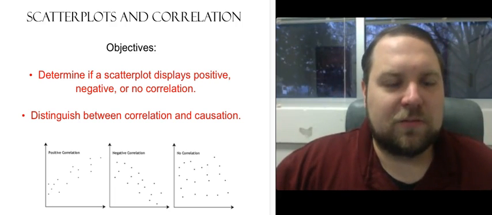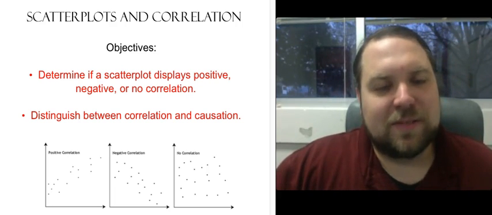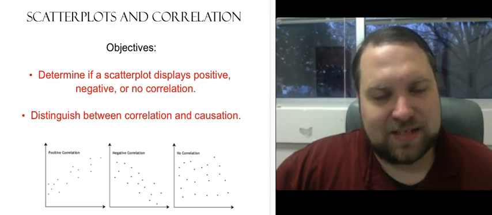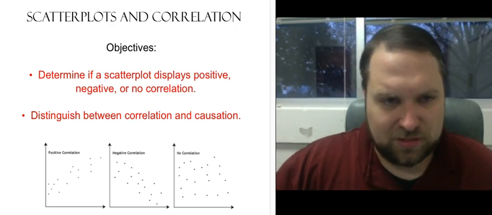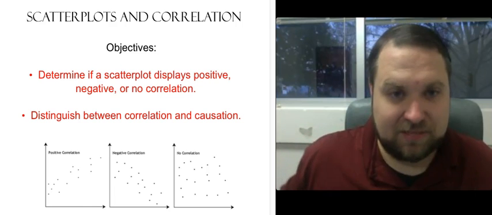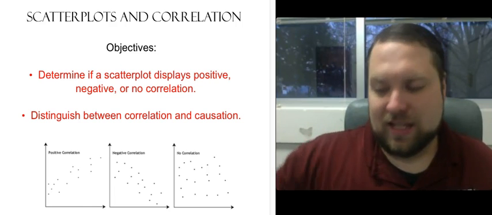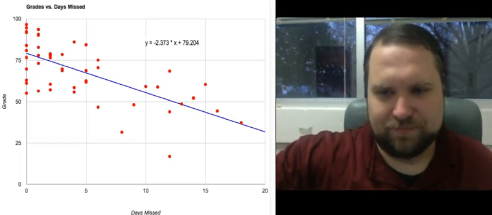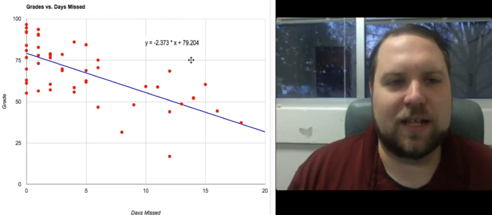In this video, we're going to be looking at scatter plots, determining if a scatter plot displays positive, negative, or no correlation, and we want to distinguish between correlation and causation. So let's go back to our grades versus days missed graph, and you can see I've drawn this blue line through there, and in fact here you see the equation for that blue line.